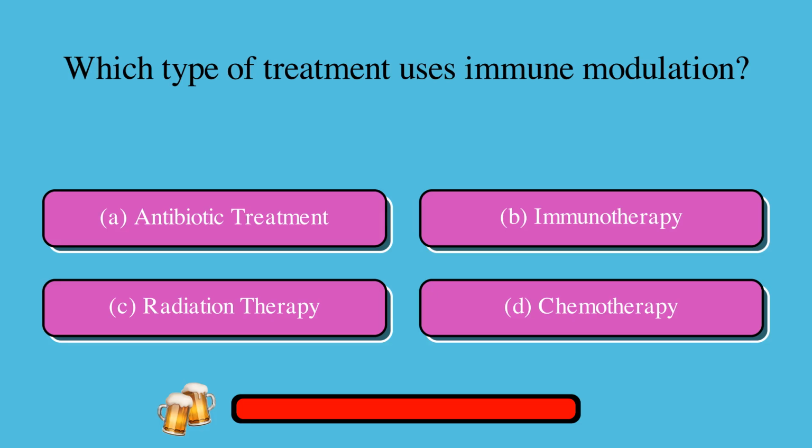Which type of treatment uses immune modulation? A. Antibiotic treatment, or B. Immunotherapy, or C. Radiation therapy, or D. Chemotherapy? The correct answer is B. Immunotherapy.